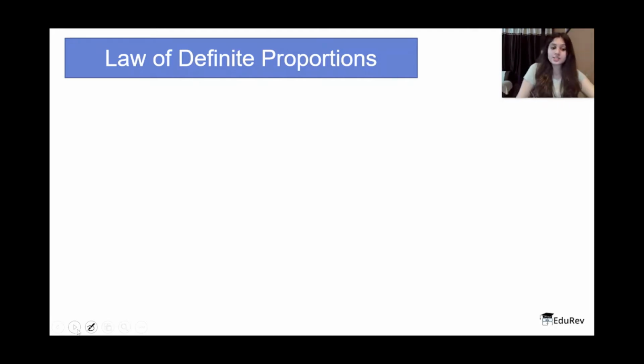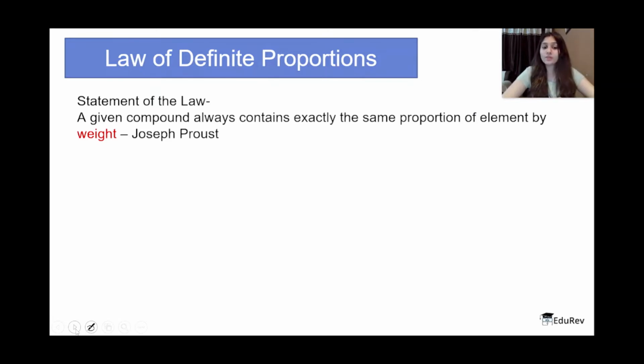Let's first see the statement of the law. A given compound always contains exactly the same proportion of elements by weight. I've written weight in a different color because you will see why in a while, but this is a very important law, and you have to first read the statement and then we'll understand how. A given compound, in this case I will talk about water, H2O, which everybody knows. Water contains exactly the same proportions of elements by weight. Water has 2 elements, oxygen and hydrogen. Oxygen of course is 1 and hydrogen is 2, so the ratio of oxygen to hydrogen is 1:2.